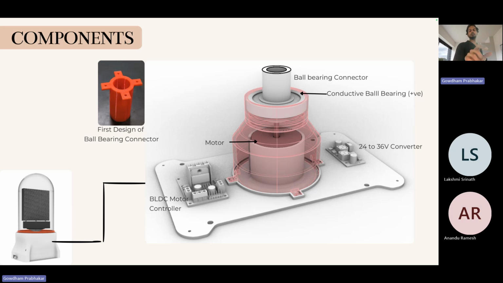This is a conductive ball bearing that we have set. It's the positive terminal of the power supply, and through this the ball bearing connector will come. This is the first design of that ball bearing connector. There is a metal terminal here, so it will get the positive current, the positive output.